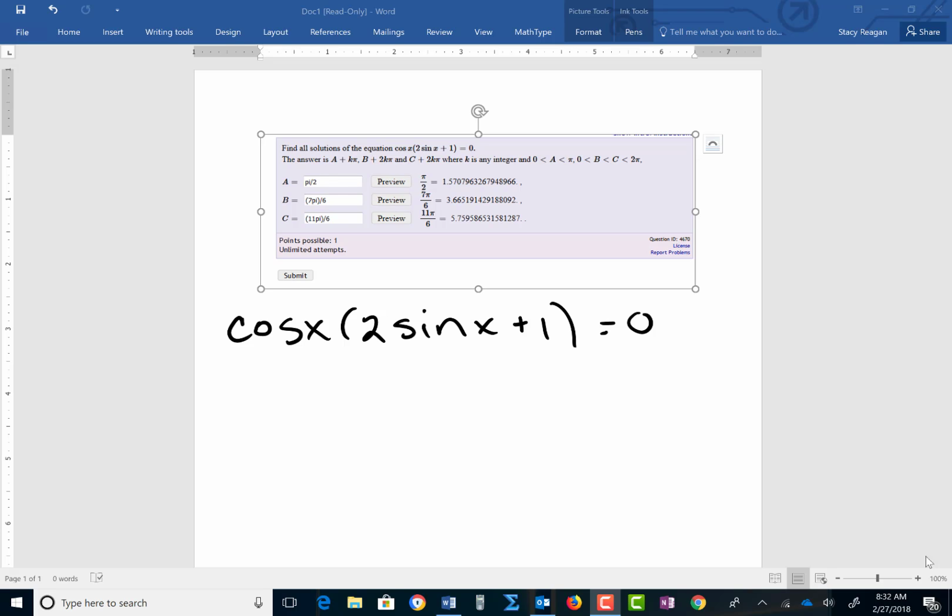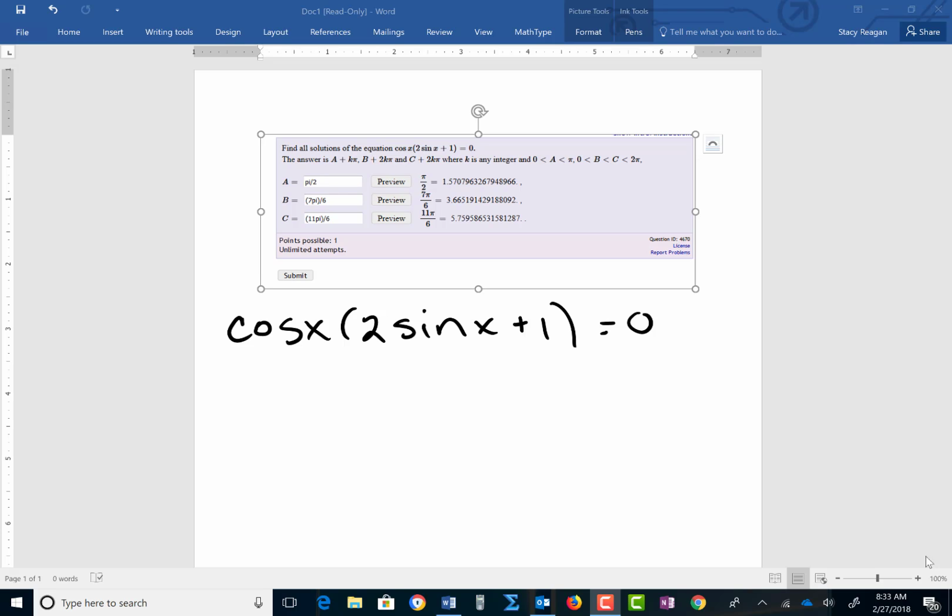So I wanted to give you a couple of pointers about typing your answers into MyOpenMath. You can see I've pulled up one of the problems and I've typed my answers in and I got them correct. So I just want you to understand how the notation is read. You can see that I've written my problem below it and it says find all the solutions of the equations.